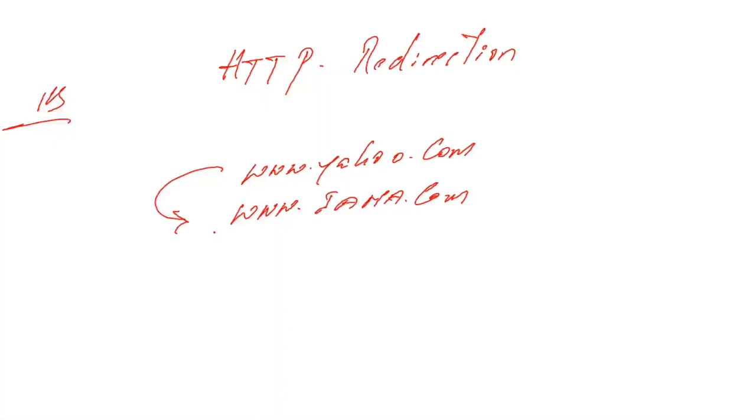In real time, we use redirection for company websites. Whenever the company name changes but the products are the same and everything is the same, we go for redirection. For example, my boss says earlier my company website name was yahoo.com, but now my company name has changed to INA. Can we go for redirection? Because we cannot update all the users in the world that the website name has changed. So we keep both sites and redirect the site from Yahoo to INA. Whenever the user types www.yahoo.com, INA.com opens. So redirection has been done.